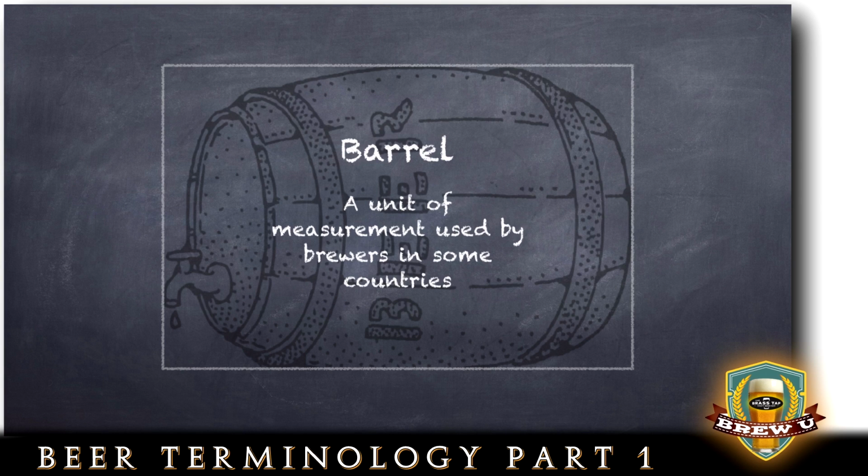Barrel. A unit of measurement used by brewers in some countries. For example, in Britain, a barrel holds 36 imperial gallons, which translates to 1.63 hectoliters. Now, no one knows what those numbers mean here in America, so here's some more American numbers for you. In the United States, a barrel holds 31 gallons, so a half barrel, or what you would think of when you think of a typical keg, holds 15.5 gallons.